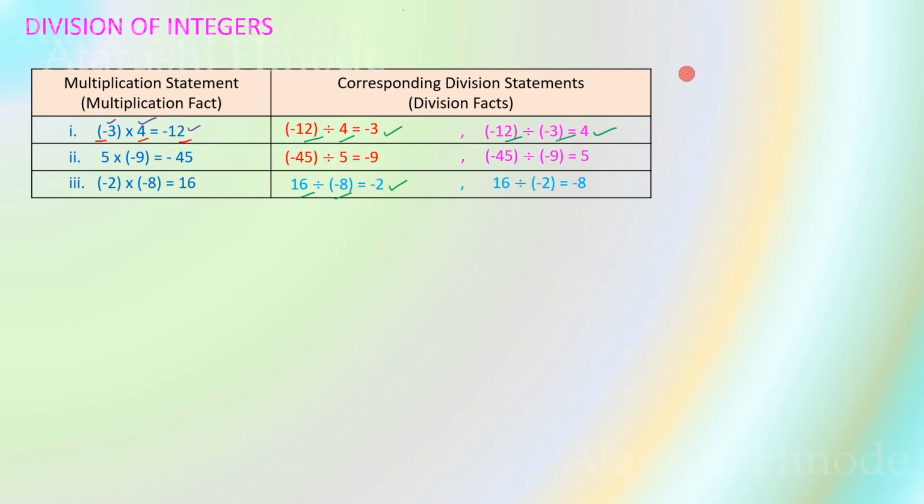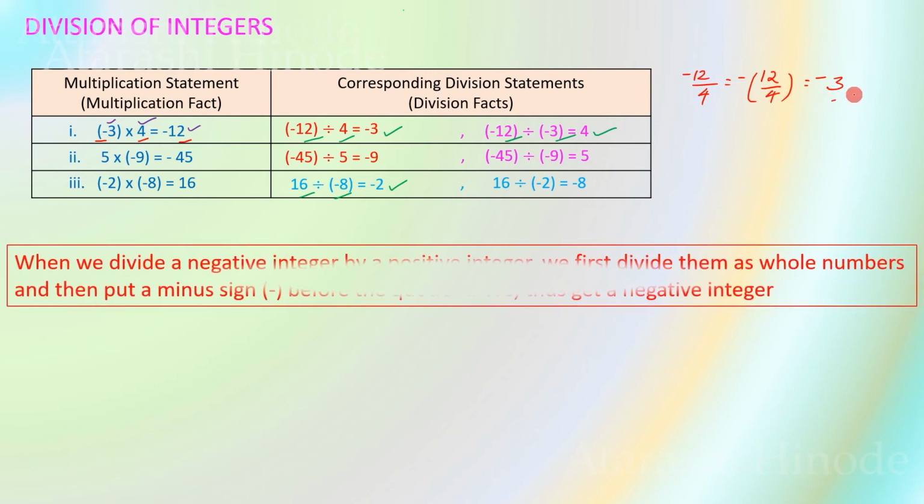That is, for dividing minus 12 by 4, first divide them as whole numbers, that is 12 divided by 4, then put a minus sign here. 12 divided by 4 is equal to 3, this is the quotient here, put a minus before that. We thus get a negative integer.